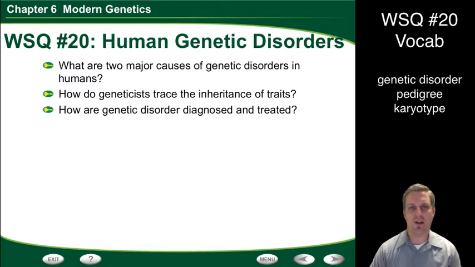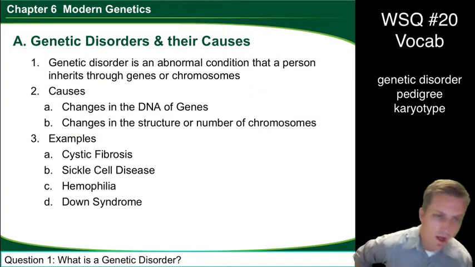Today we're going to be talking about human genetic disorders. Really three objectives for us today. We're going to talk about what are the two major causes of genetic disorders in humans. And we're going to talk about how geneticists actually trace the inheritance of traits in someone with a disorder. And we're going to talk about how a genetic disorder is diagnosed and treated. So that's what we're going to jump into today.